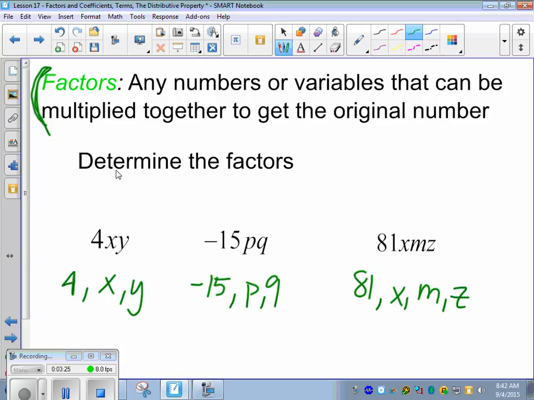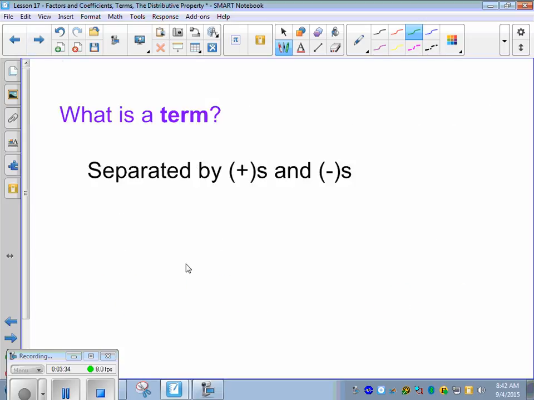Okie doke. Not super hard stuff, just new vocab. Everyone good so far? Any weirdness? No? Perfect. What is a term? Another thing I want you guys to write. A term is something that is separated by pluses and minuses.